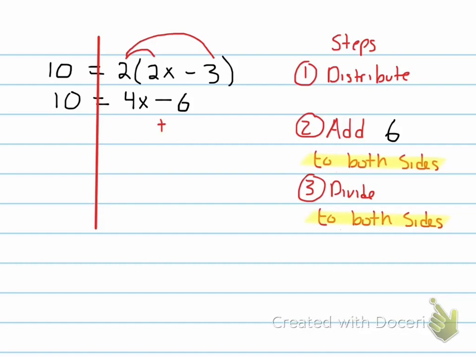So I'm going to add 6, add 6. I don't know what those noises are. I don't know if you heard them. Alright, so add 6 to both sides. That's 16 equal. So this goes away. 4x.